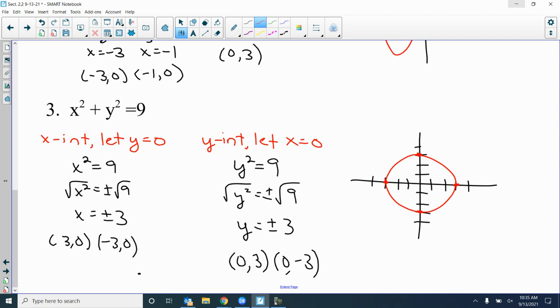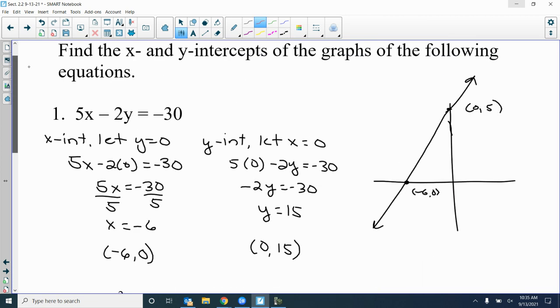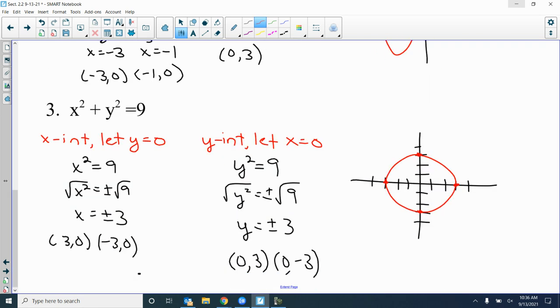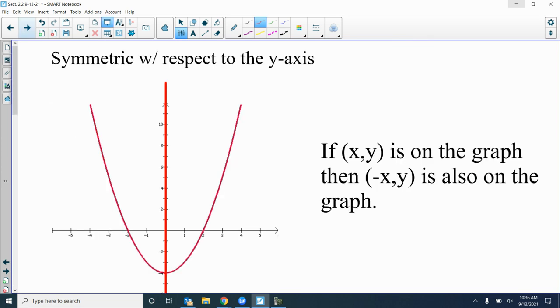So you need to be able to find x and y intercepts for different scenarios. We had a linear where they can have one of each. We had a parabola where you could have 2 x and 1 y, and then here we have 2 and 2. So that's one key part of graphs: x and y intercepts.